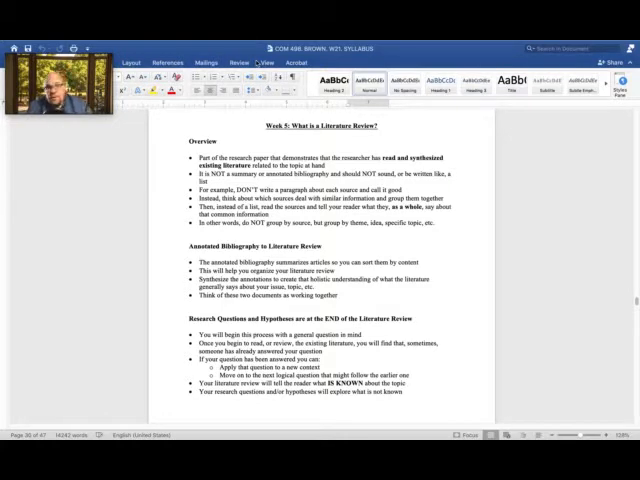So your lit review will tell the reader what is already known about your topic, and that will allow you to then get a good research question or a hypothesis so that you can look at what is not known about your particular topic. So let's look at a couple examples here.